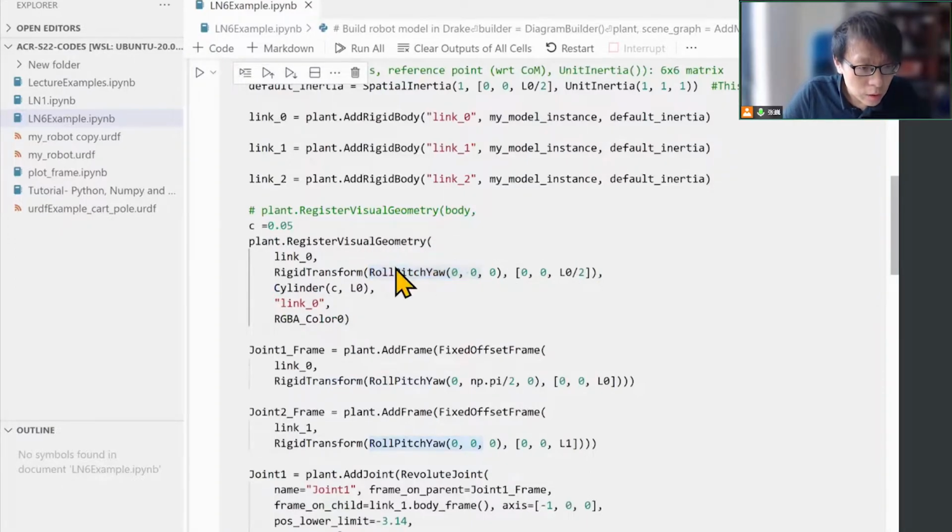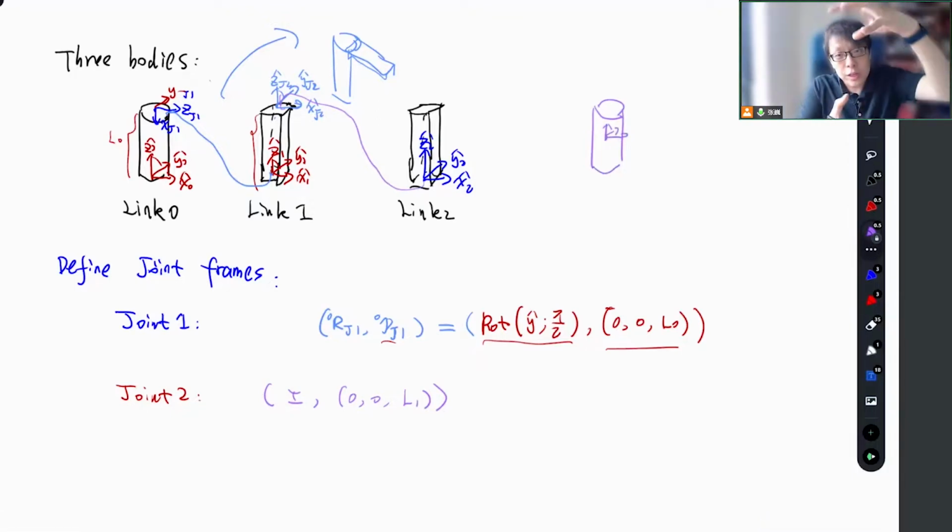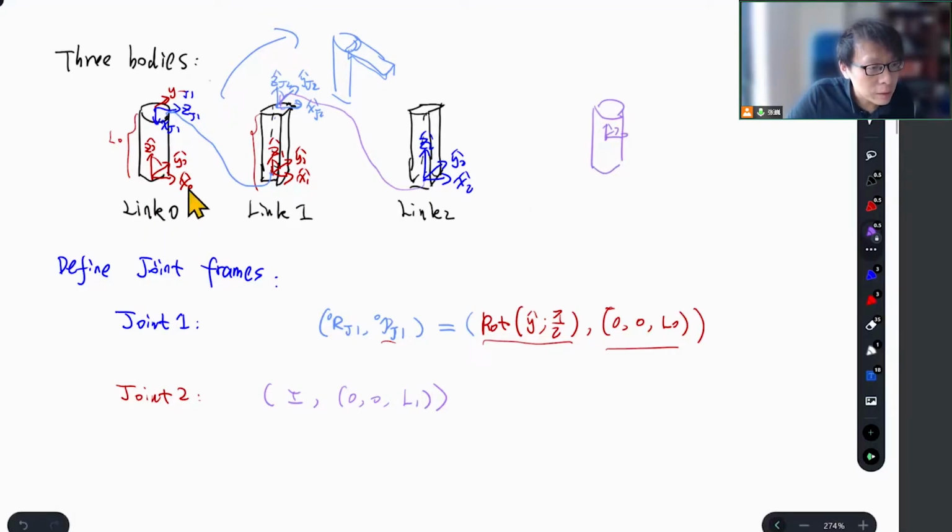Typically the geometry has its own frame, the shape frame, the geometry frame, and I have a body frame that I choose by default here.